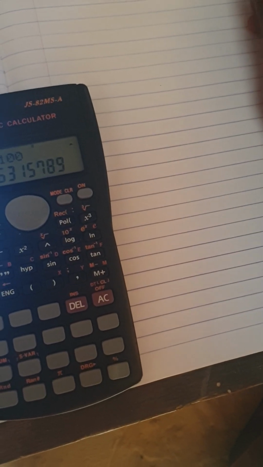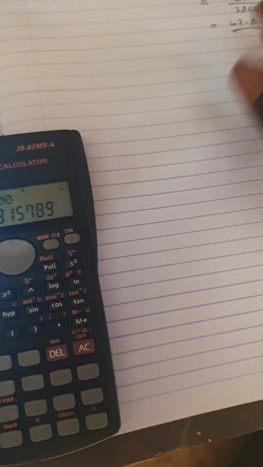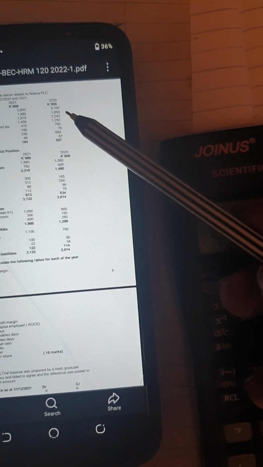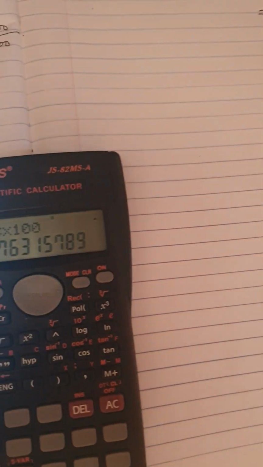So 47.80%. That's all. If we're doing the other year, again, we're going to calculate the gross profit margin for 2020, in which we get the gross profit for 2020. In this case, gross profit was 220.42 divided by our sales revenue, which is 3,700. The figure we get, we multiply by 100%, then we find the figure for 2020. So that was for gross profit margin.